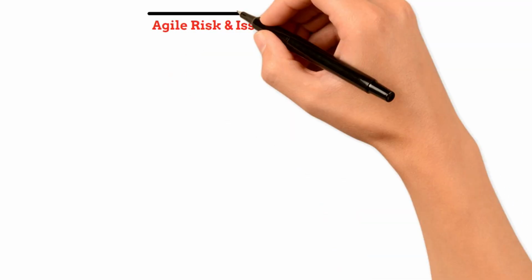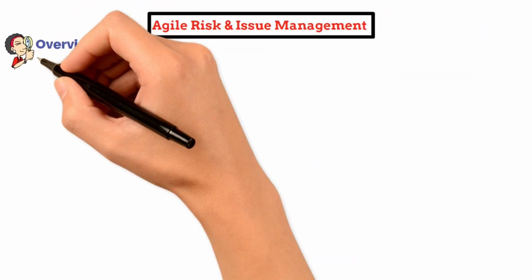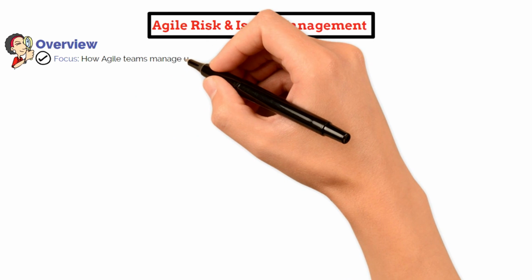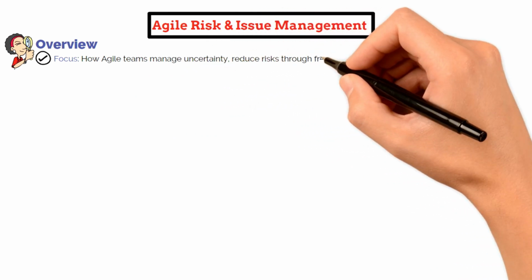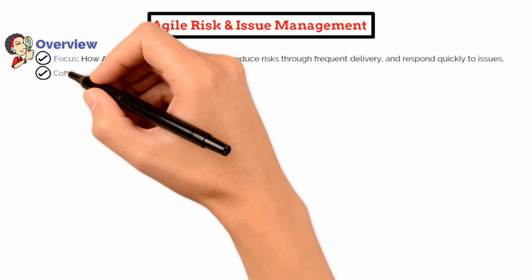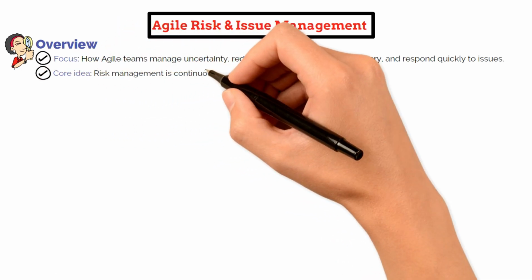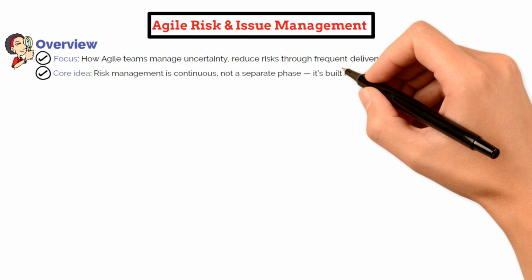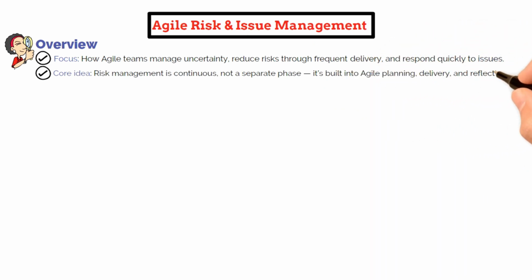The topic we'll cover is Agile Risk and Issue Management, how Agile teams deal with uncertainty, reduce risks through frequent delivery, and respond quickly when issues arise. In Agile, risk management isn't a separate phase. It's continuous, built into the way teams plan, deliver, and reflect.